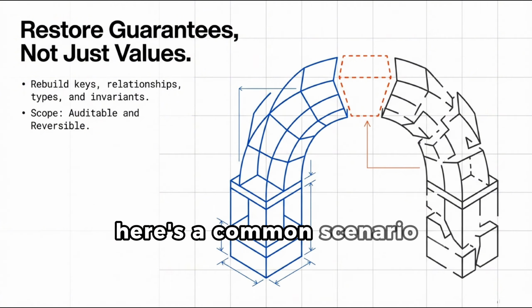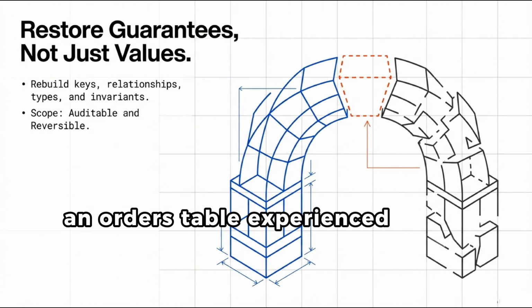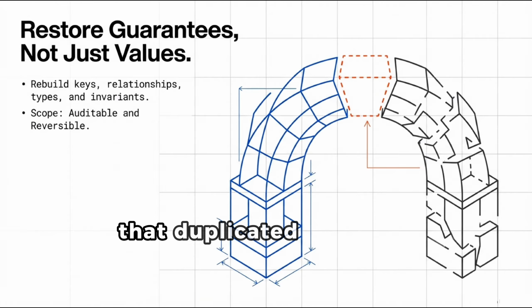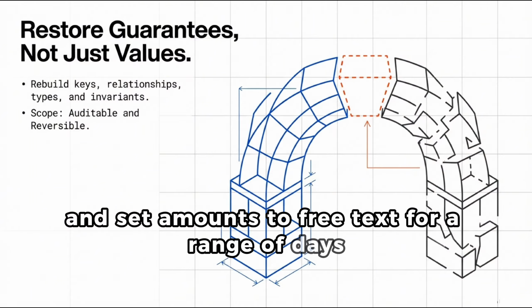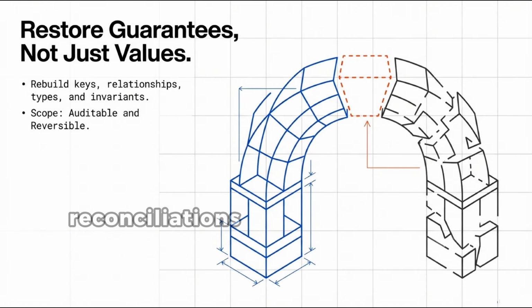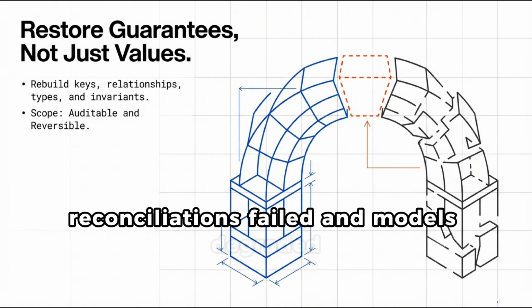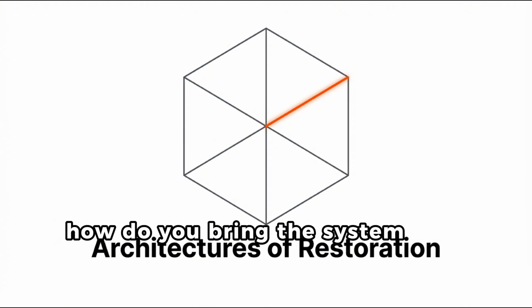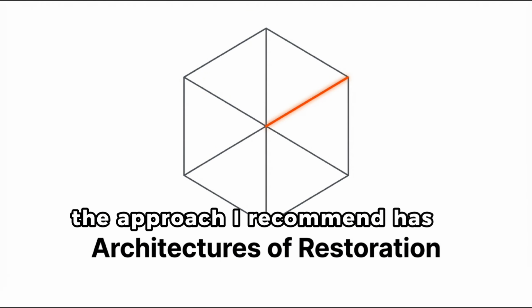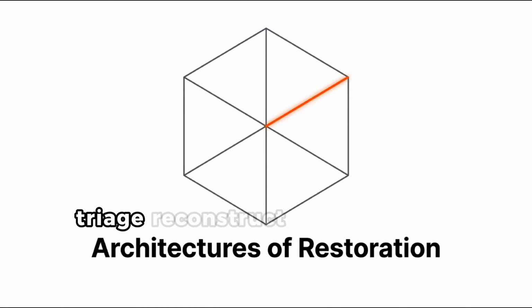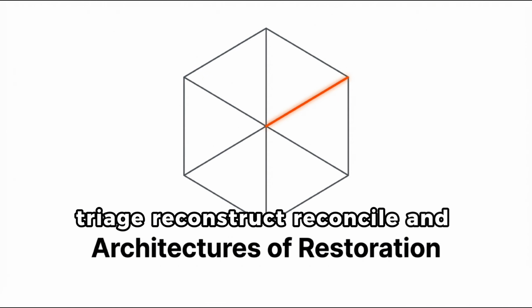Here's a common scenario. An orders table experienced a bad backfill that duplicated order IDs and set amounts to free text for a range of days. Reports were wrong, reconciliations failed, and models degraded. How do you bring the system back without making things worse? The approach I recommend has 4 phases: triage, reconstruct, reconcile, and harden.